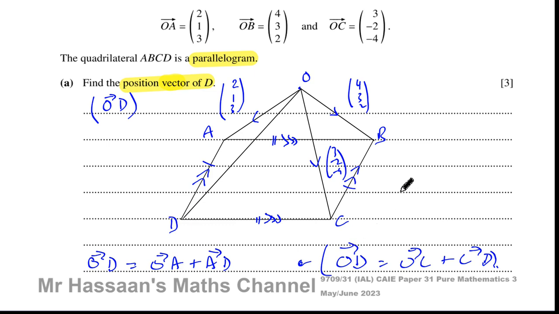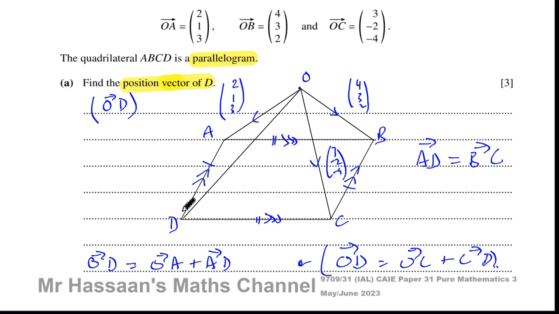But how do we find what AD is? Well, AD and BC are opposite sides of the parallelogram, so they are equal in length and they are parallel. So basically, AD is exactly the same vector as BC.